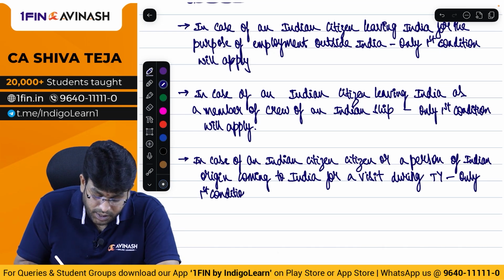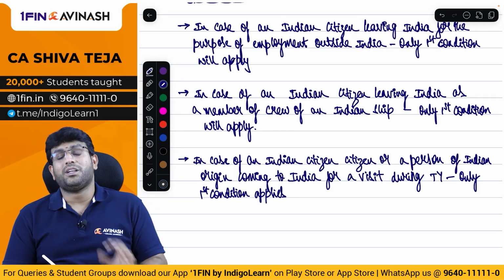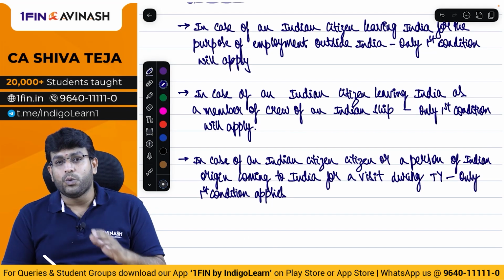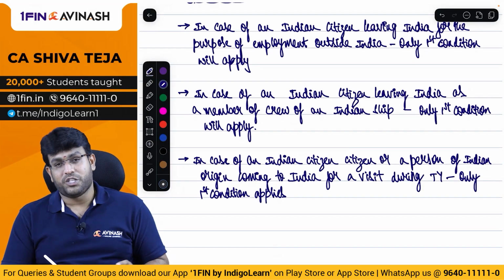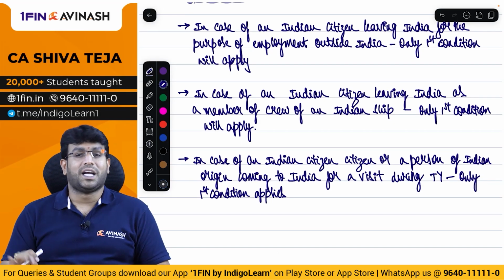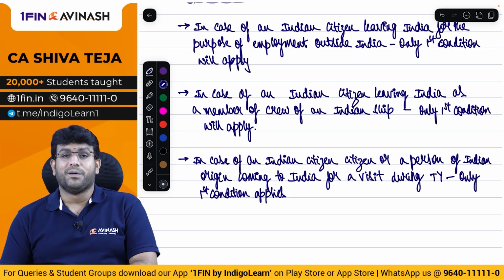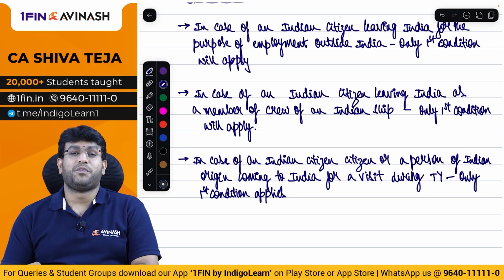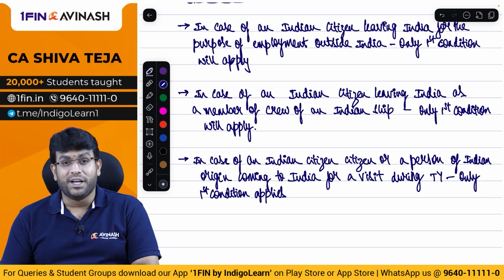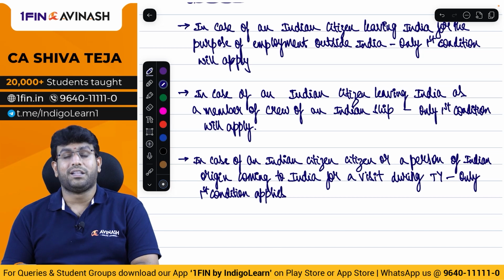So in simple terms, my dear friends, in these three special cases, we are not going to apply the second basic condition. We will apply only first basic condition. If first basic condition is satisfied, then person is resident. If first basic condition is gone, then the person is non-resident. And what is the first basic condition? He must be in India for a period of 182 days or more during the tax year.